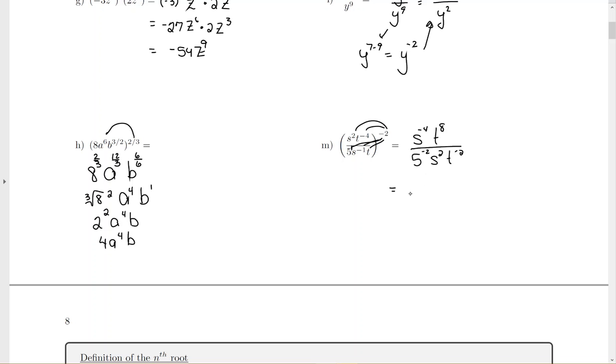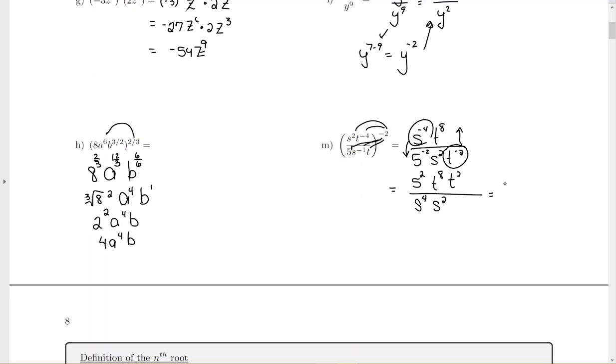Anything with a negative exponent, we're going to swap sides. T to the 8th has a positive exponent, so it's going to stick or not move. And s squared on the bottom has a positive exponent, so it's going to stick. Everybody else is going to swap sides. So f to the minus 2 becomes f to the 2 on top. S to the minus 4, cross the line, change the sign. S to the positive 4. T to the minus 2, move it up. T squared. And then, again, simplify, condense.